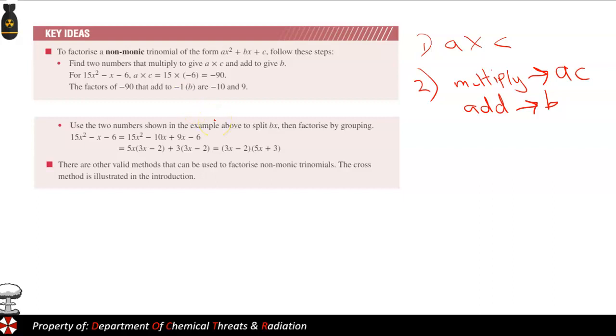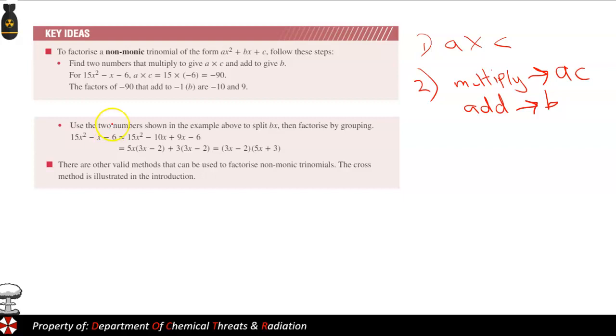So, look at an example. 15x squared minus x minus 6. a times c is 15 times minus 6, which is minus 90. So what numbers are there that multiply to give minus 90 and add to give minus 1, which is the b? Remember, b is up here. So minus 1 is here. They are minus 10 and 9.